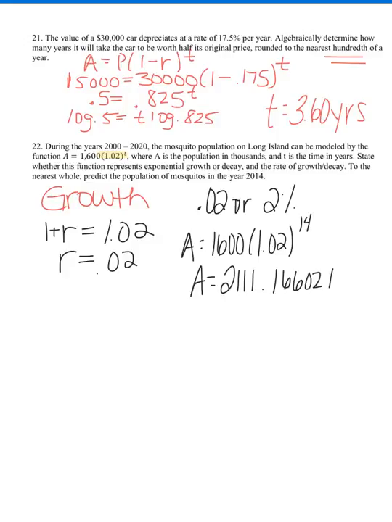right? However, this says the population is in thousands. So this here is in thousands, and it wants it rounded to the nearest whole. So what I would do is move my decimal over 3 times, or multiply the number by 1,000. So this is really 2,111,166, and this rounds to stay the 6. So this is the correct answer in mosquitoes.